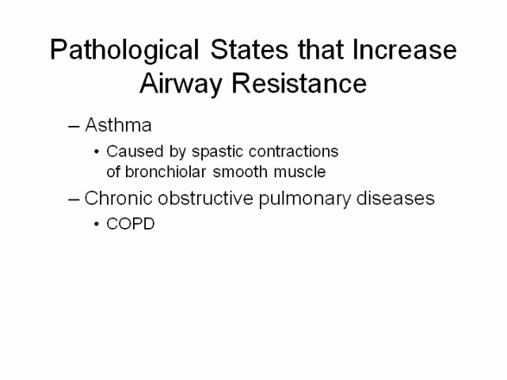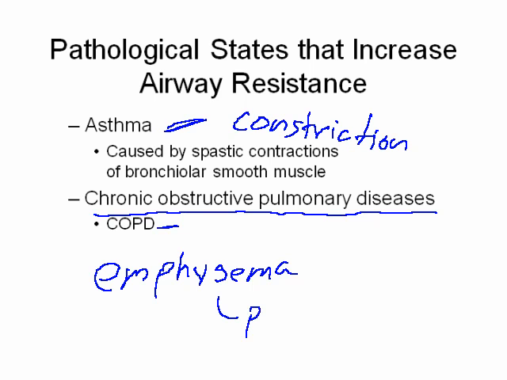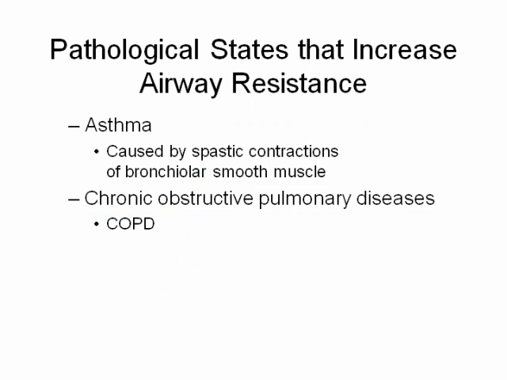Another type of pathological state is what's called chronic obstructive pulmonary diseases, and this is abbreviated COPD. Classic example there is emphysema. And in emphysema, the airways collapse more readily. So in asthma, they actually constrict. So it's an active constriction, generally. And in emphysema, it's actually more of a passive collapse of the airways. But nevertheless, it actually impedes airflow. And that's why it's called an obstructive disease, because it's obstructing airflow.